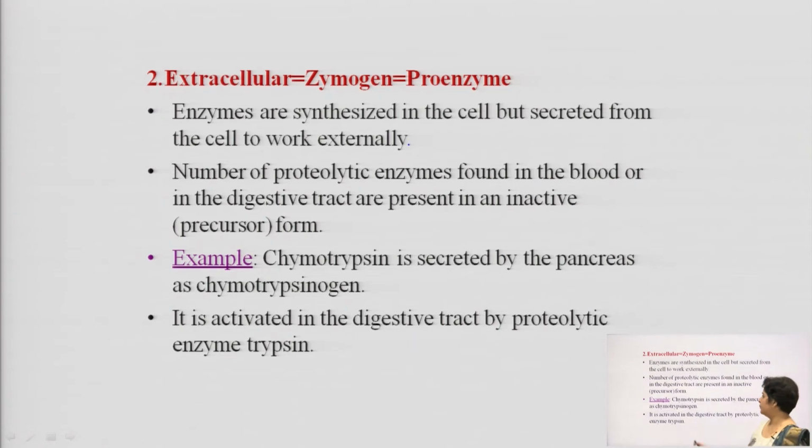For example, chymotrypsin is secreted by the pancreas as chymotrypsinogen. It is activated in the digestive tract by the proteolytic enzyme trypsin.